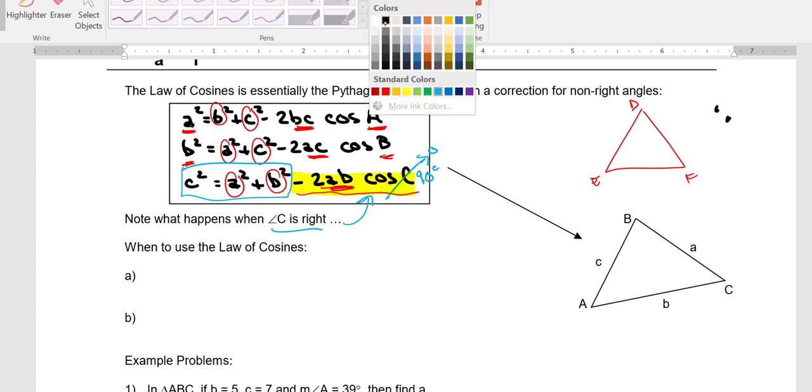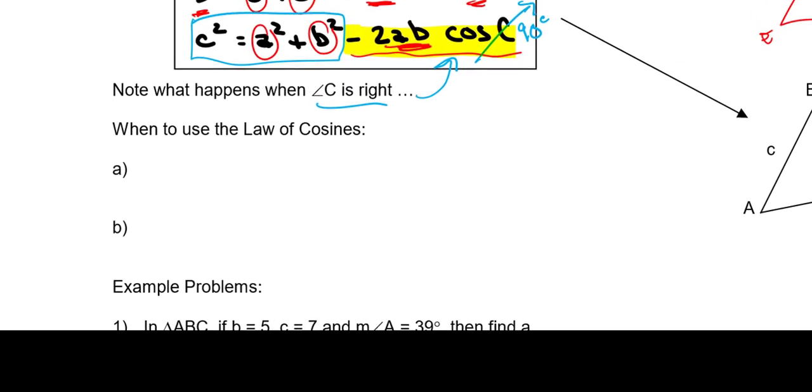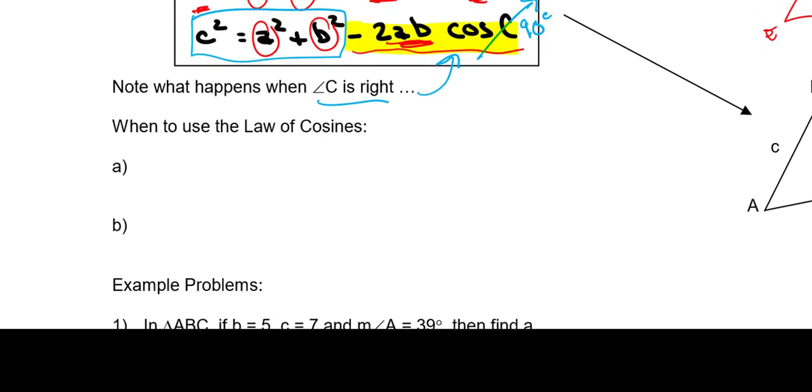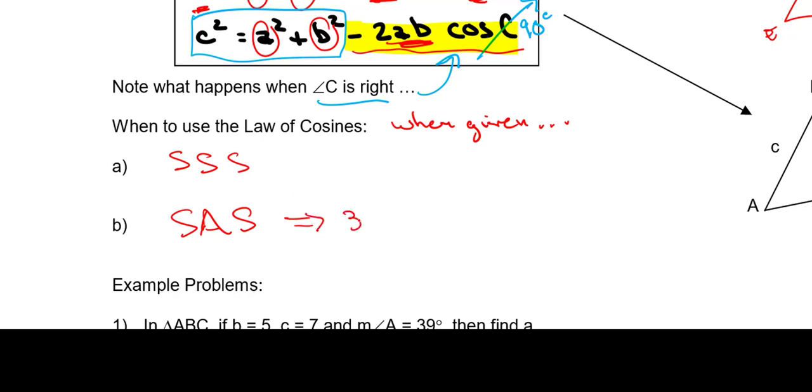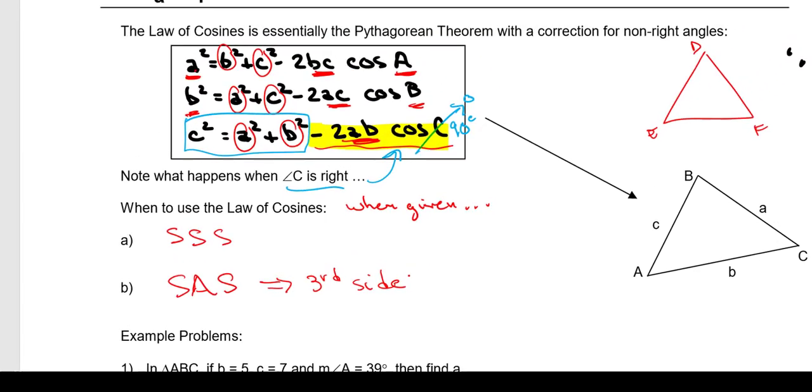Okay, when to use the law of cosine. All right, so we use the law of cosine when we are given side, side, side, or side, included angle, side. And what you're going to look for here is the third side. I think it'll make more sense when we actually try a problem here.